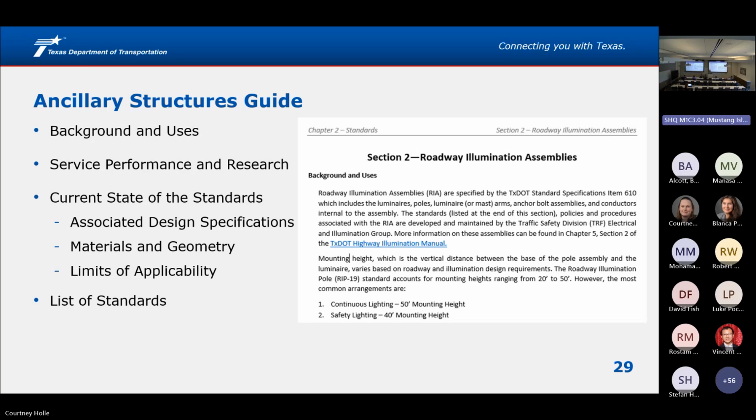I'll just answer this one for you, Hunter. Any expected date on when the sign structure tool will be available to download? We don't have a timeline on that. It's under construction, but we will certainly let everyone in this group know as soon as that's published.